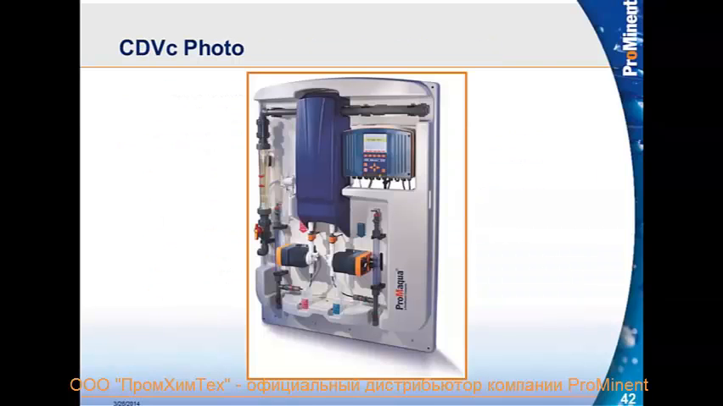Here's a photo of one of our more widely used units. This is the CDVC photo. You can see there's 2 metering pumps which put in accurate amounts of chlorite and acid. You have a bypass water system.